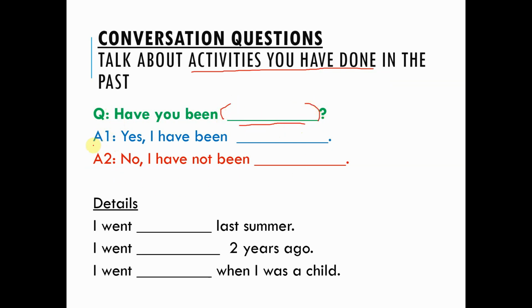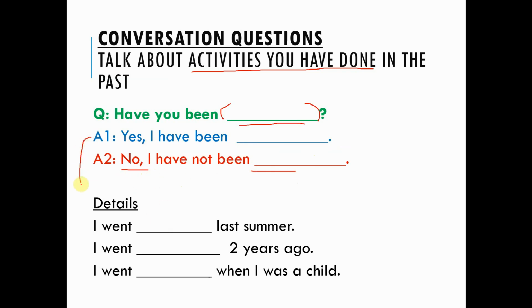And that person can answer two different ways, right? Yes, I have been snorkeling. Yes, I have been skydiving. Yes, I have been bungee jumping. Or they can say no, right? Negative. No, I have not been skydiving. I have not been bungee jumping. I have not been snorkeling.